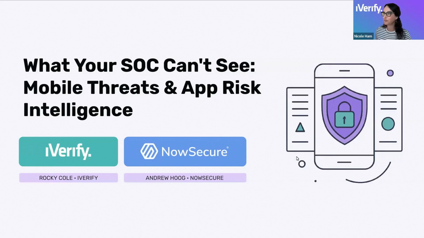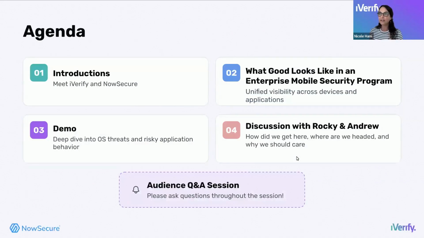I am going to run us just very quickly through our agenda. So we'll start with introductions. We will talk about what good looks like in an enterprise mobile security program. Jan's going to come in with a demo. We're going to have a discussion between Rocky and Andrew. How did we get here? Where are we headed? And why should we care about any of this? Then we're going to end with audience questions.